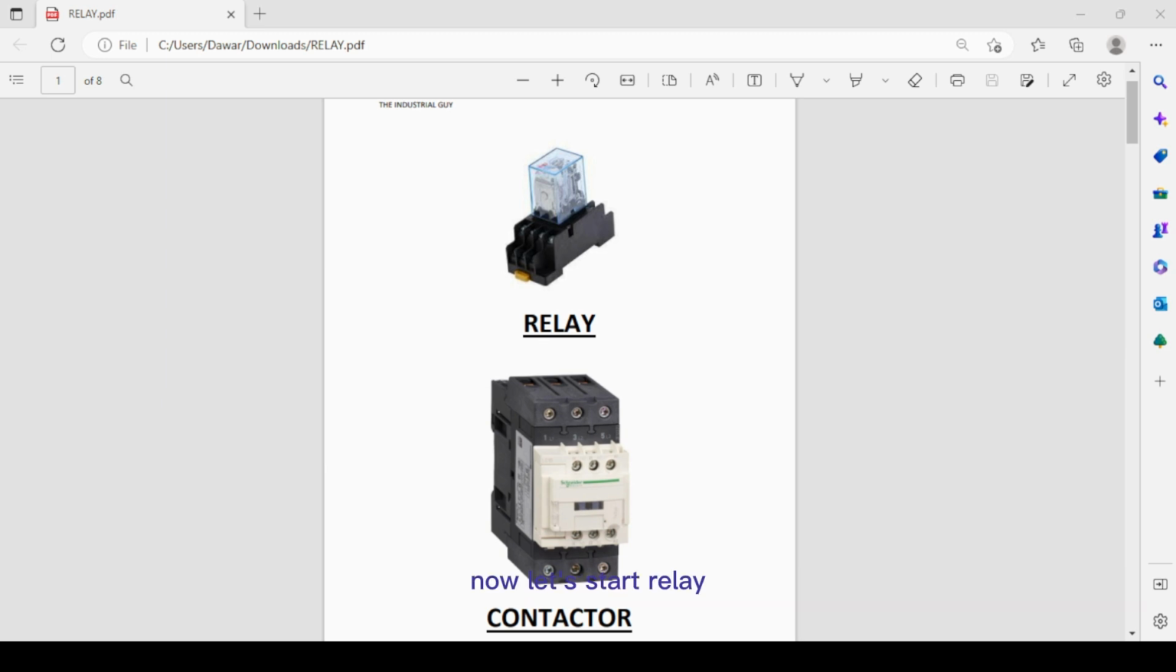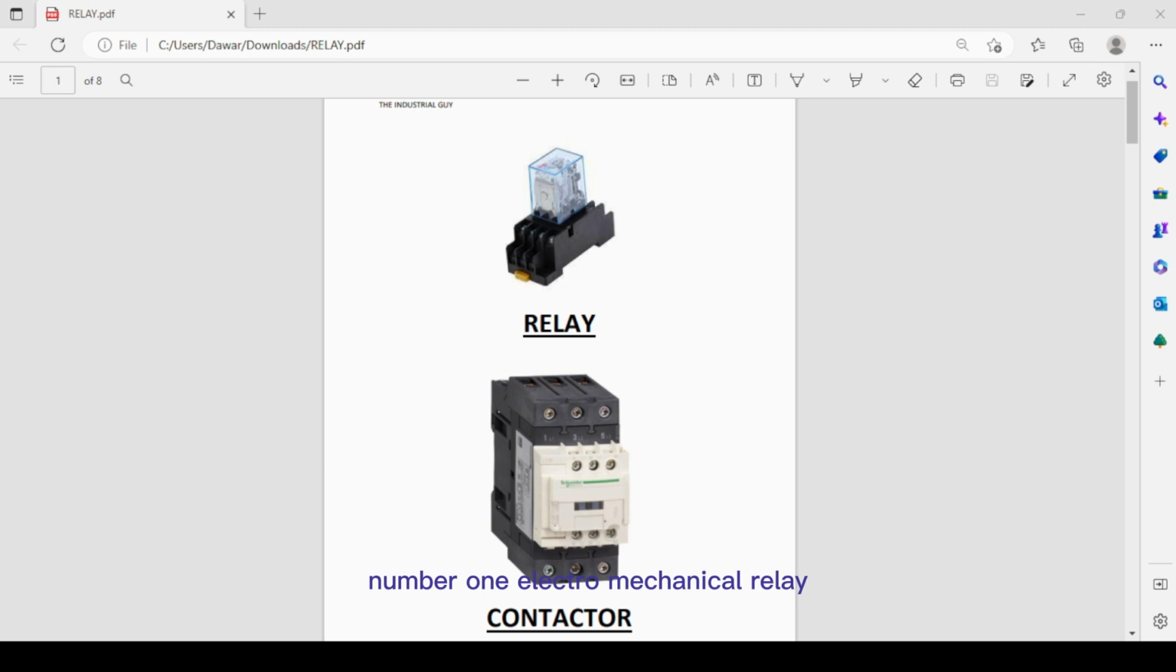Now let's start. Relay. A relay is a simple electromechanical switch that connects or disconnects two circuits. But instead of manual operation, a relay uses an electrical signal to control an electromagnet, which in turn connects or disconnects another circuit. There are two types of relays.